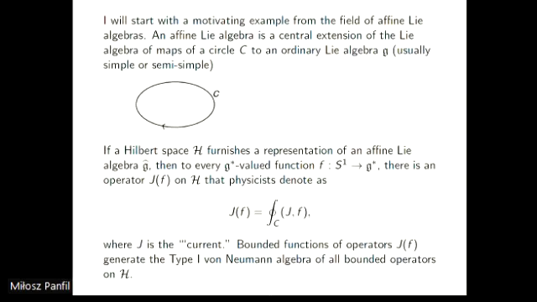An affine Lie algebra is a central extension of the Lie algebra of maps from a circle to an ordinary Lie algebra, usually taken to be simple or semi-simple. Then, if H is a representation of an affine Lie algebra, there's what physicists call a current, and you could smear it with any function on the circle valued in the Lie algebra to make an operator, J of F. And bounded functions of these operators would generate the type 1 von Neumann algebra of all bounded operators on this Hilbert space.